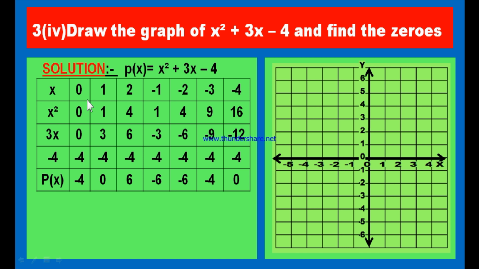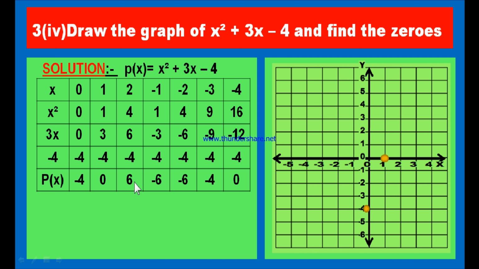The first point is 0, minus 4. X 0 and y minus 4 is this point. X 0, y minus 4. Yes, this is the point. Second point is 1, 0. X 1, y 0 means that point lies on x-axis. 1, 0 is this point. Here is the point 1, 0. Look at this. Very good. That is right.